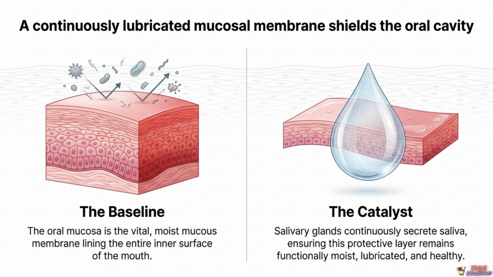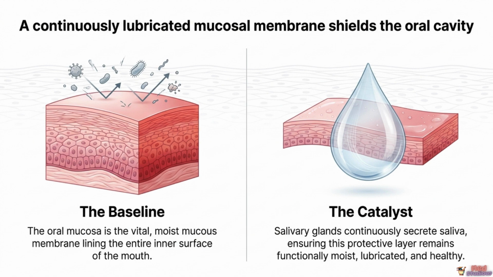Let us begin with the foundational definition. The oral mucosa is the moist mucous membrane that lines the entire inner surface of the oral cavity, from the inner lips and cheeks all the way to the soft palate and the floor of the mouth. It is structurally analogous to the skin that covers your external body, but it is specifically adapted to survive in a warm, wet, mechanically active environment.